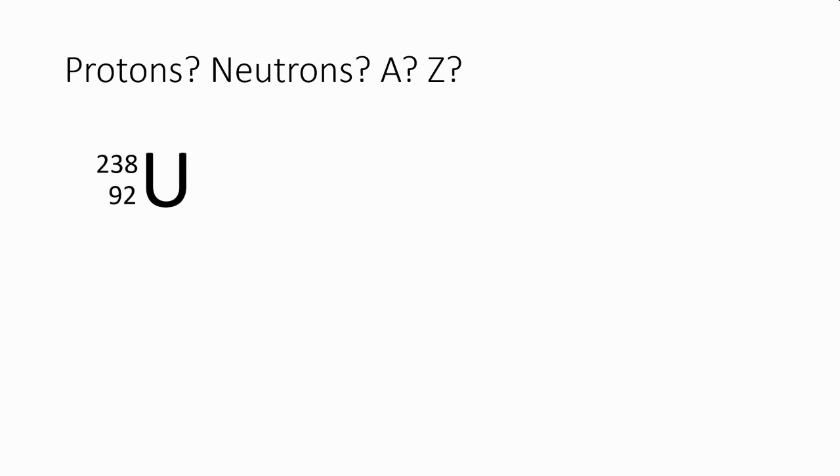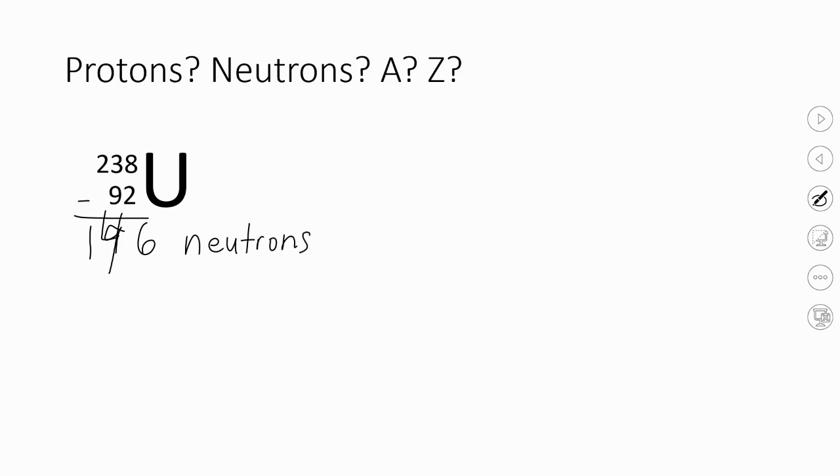So for this isotope, how many protons? 92. How many neutrons? 146. Okay, and how did you get that? I subtracted 92 from the big number, 238. So 146. And that is the number of neutrons.